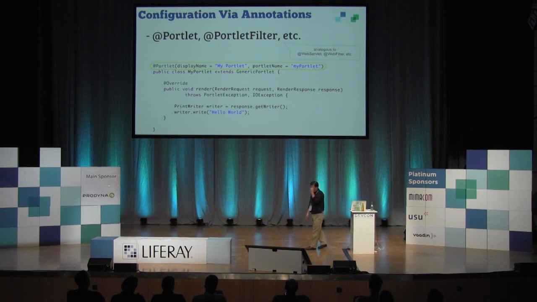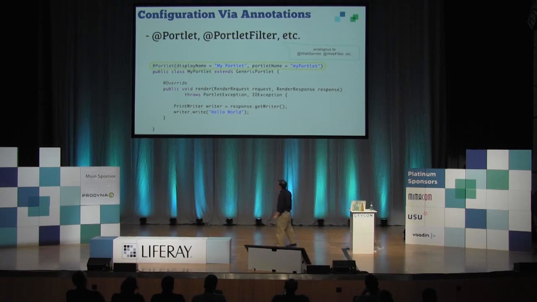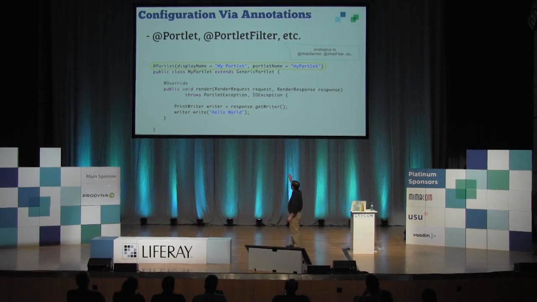Also, when the Portlet is deployed, the Portlet container, Liferay's implementation, would be scanning the class path for @Portlet and @PortletFilter annotations. As the source code shows you right here, if you just annotate something that extends GenericPortlet with an @Portlet annotation, then it would be auto-registered. And all the attributes that can be specified on the annotation are attributes that you would currently find in portlet.xml.